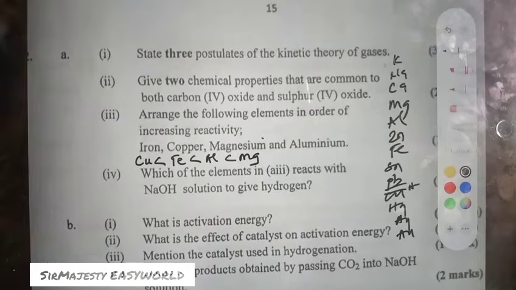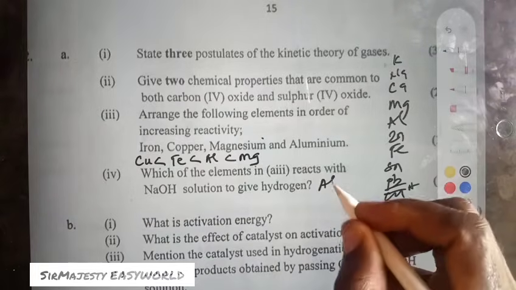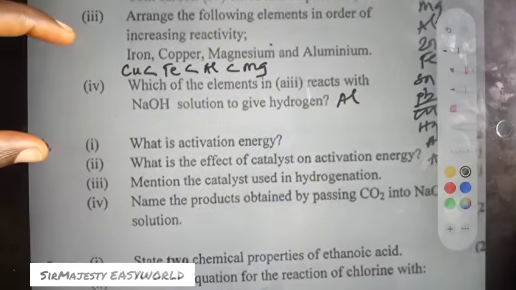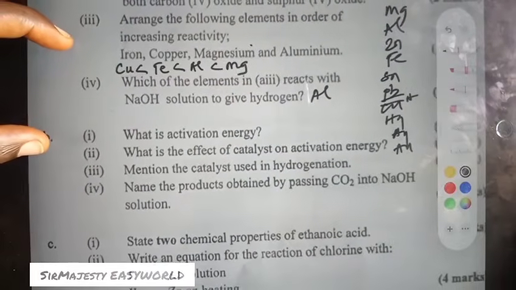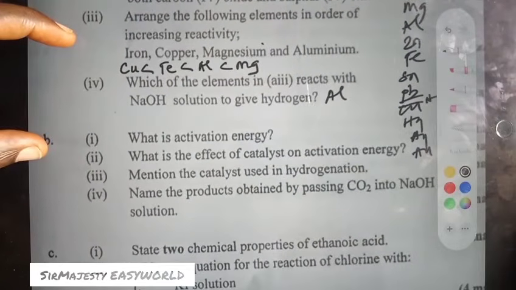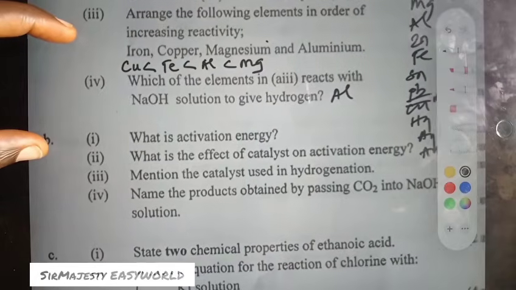Then which of the elements reacts with sodium hydroxide to give hydrogen? Simple: aluminium does that. So you can watch my video here, how to fill a balloon with a chemical reaction, for you to appreciate the reaction of aluminium with sodium hydroxide.